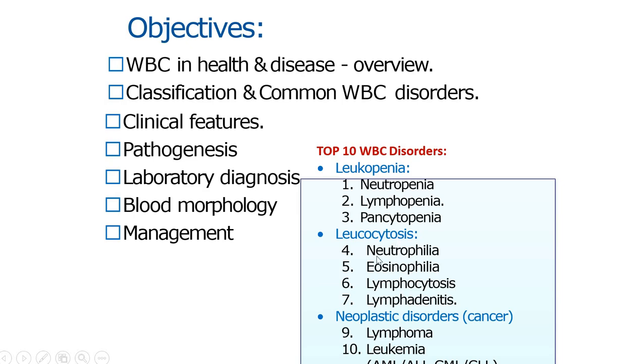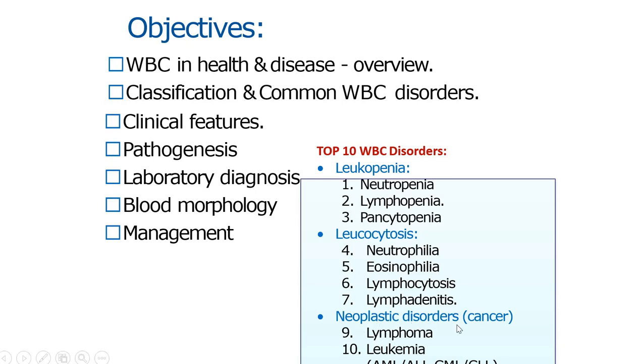Again, similarly, depending upon which cell in the WBC is increased, it is referred to as neutrophilia, eosinophilia, or lymphocytosis. Lymphadenitis is a condition where there is swelling of the lymph nodes, because these WBCs are present in tissue. That is, in the tissue, the WBCs go in for an infection or inflammation.